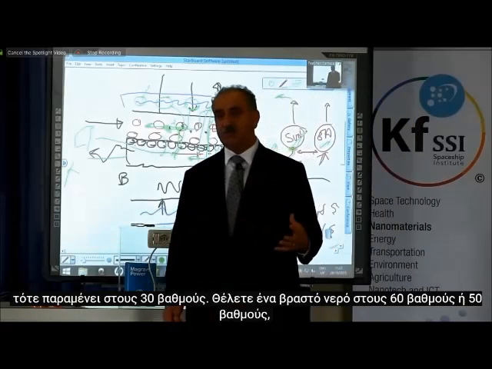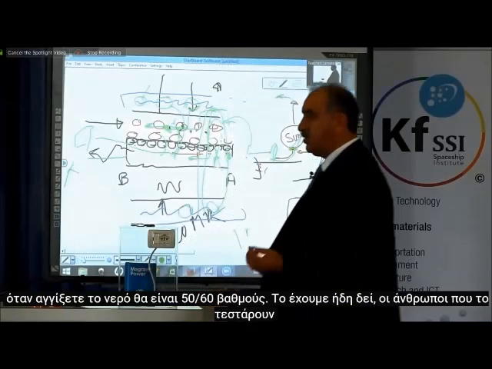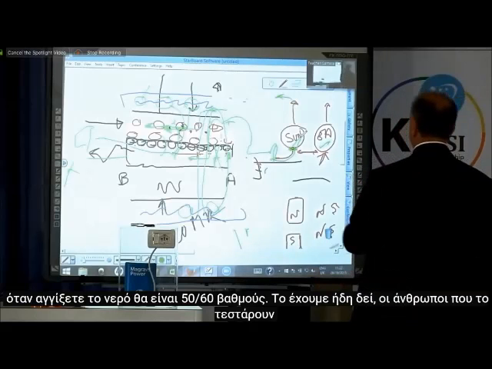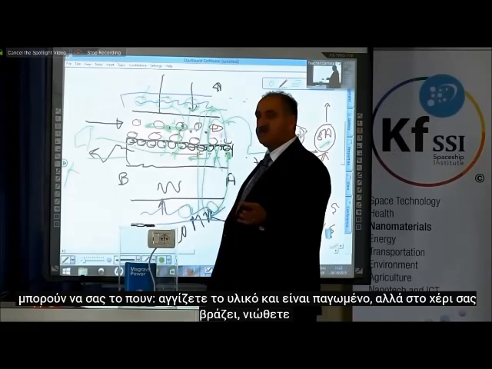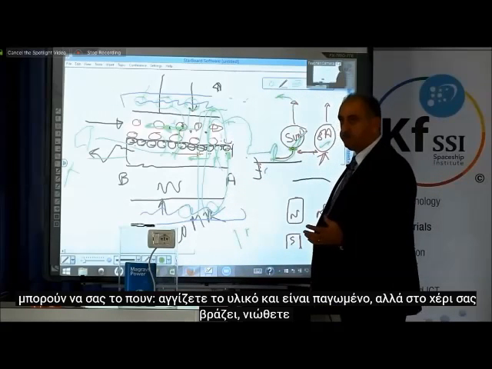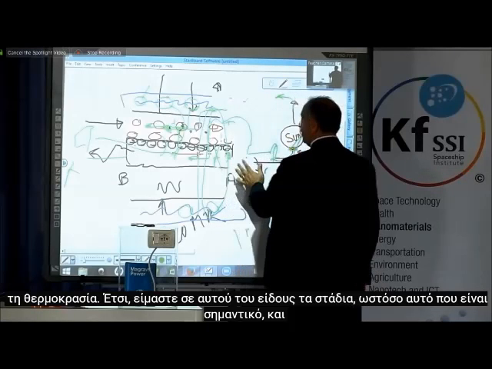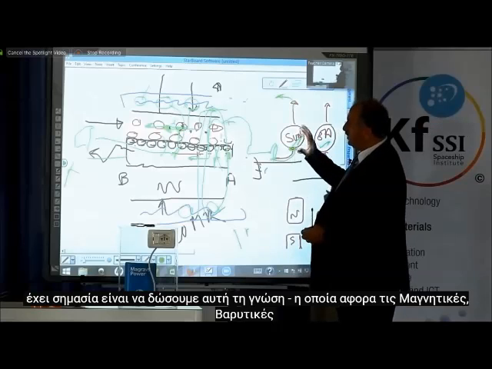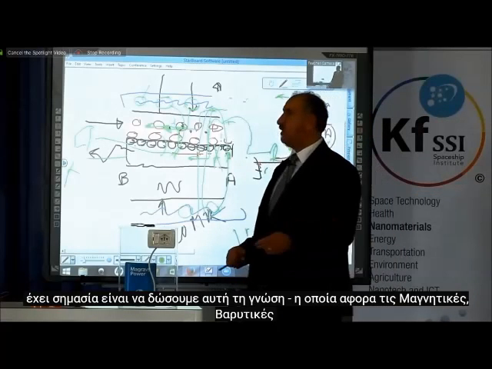You want boiling water at 60 degrees or 50 degrees. When you touch the water, it'll be 50, 60 degrees. We have already seen it. The people who are testing can tell you, you touch the material, it is cold, but in your hand it is boiling, you feel the temperature. So we are in those kinds of stages, but what has been important is to release this knowledge in a MAGRAP positioning, which is magnetic gravitational power units.